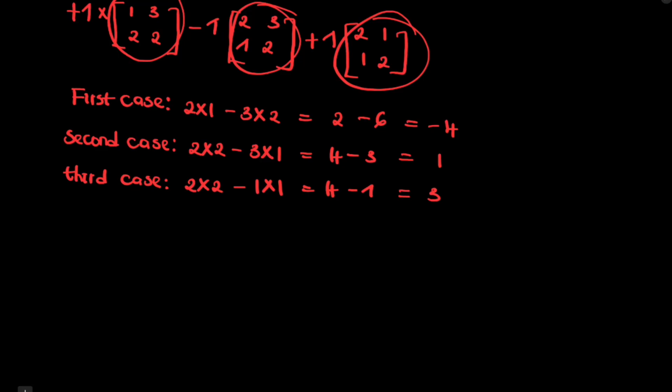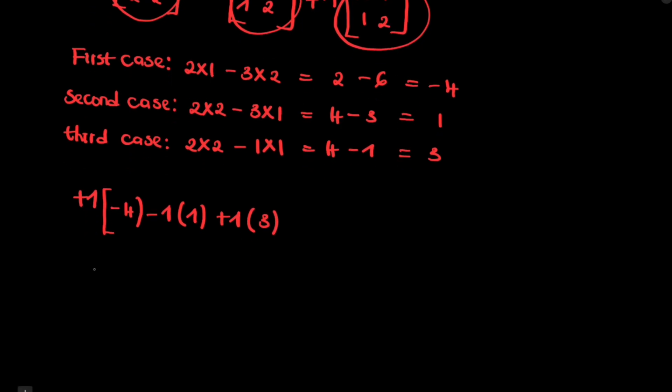So that is that. Now we put it back into our main equation. So the first one was minus 4, minus 1 into 1, plus 1 into 3. This is minus 4 minus 1 plus 3.